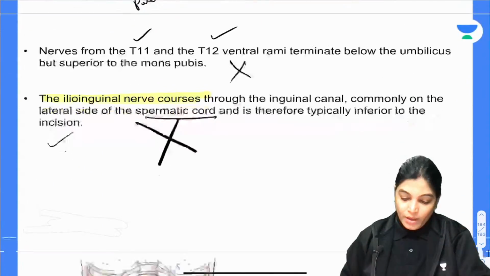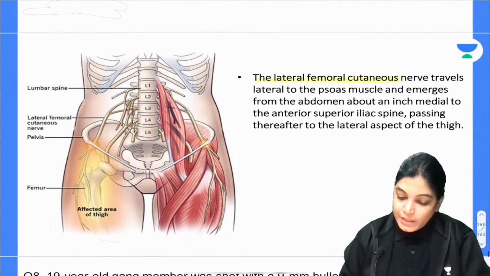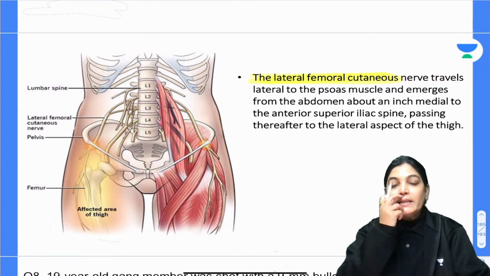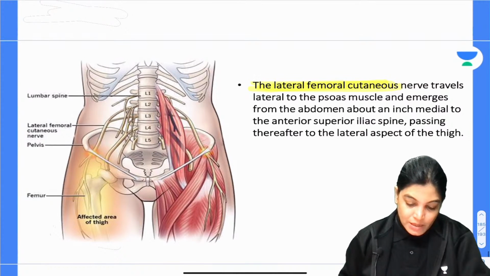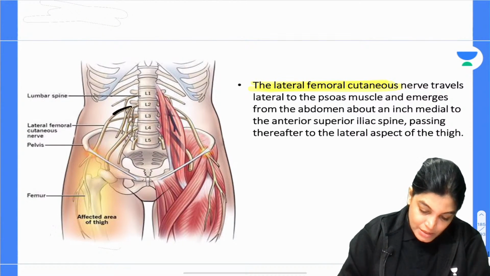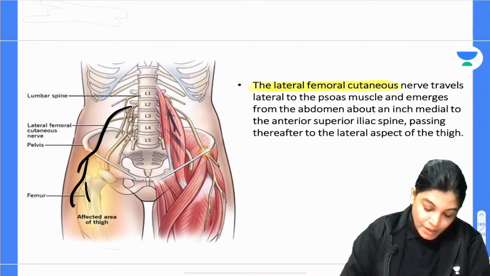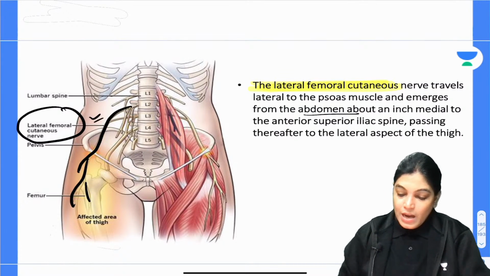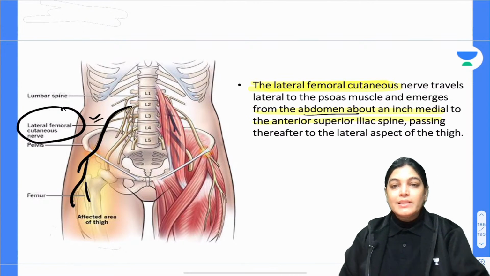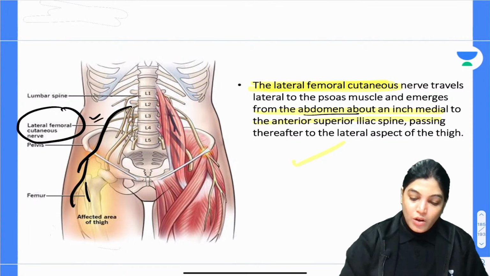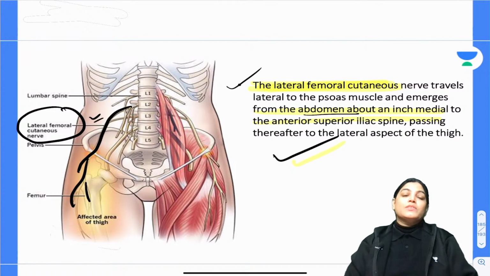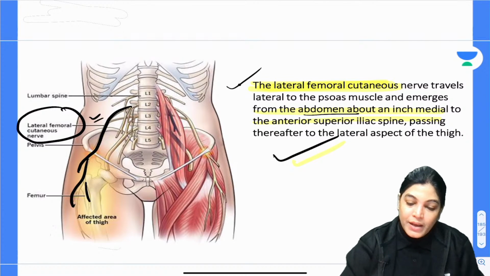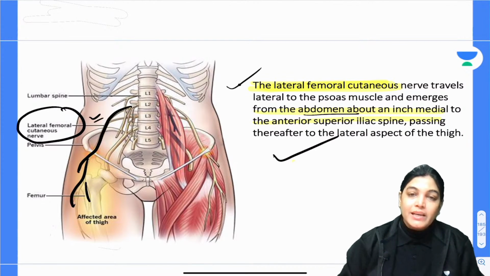Now, lateral femoral cutaneous nerve. What about lateral femoral cutaneous nerve, which was given as one of the options? It traverses lateral to psoas major muscle. As you can see in this diagram, this is the lateral femoral cutaneous nerve, and it is traveling lateral to psoas major muscle, and it will appear from the abdomen towards the anterior superior iliac spine. The major role of lateral femoral cutaneous nerve is to give innervation to the lateral aspect of the thigh. When it is compressed, what will happen? It can cause meralgia paresthetica.